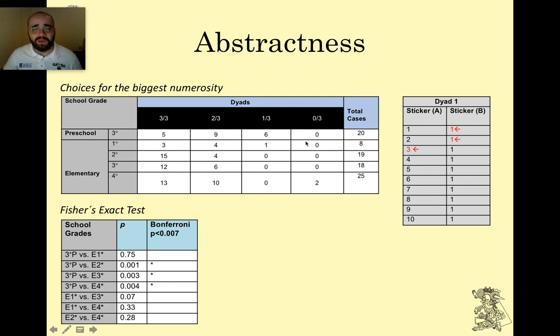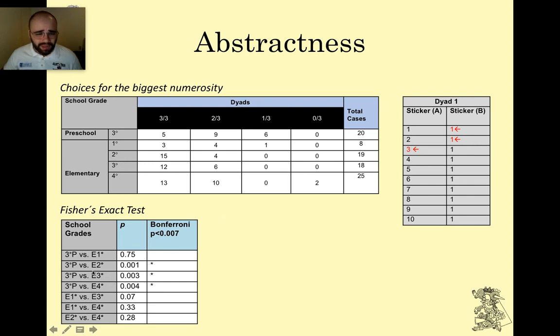And so we can see roughly that there are differences in the distribution for preschool and elementary children, while for second, third, and fourth graders, almost every single one of them, in two of the three diets, expressed that they care about something else that is not just the biggest numerosity.